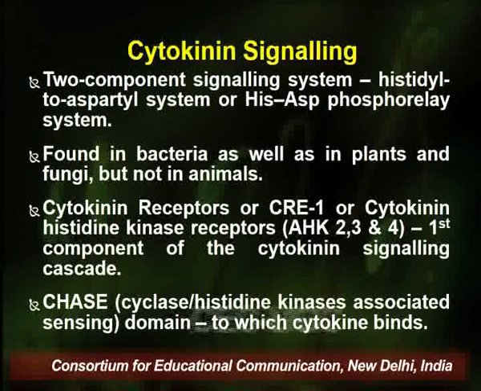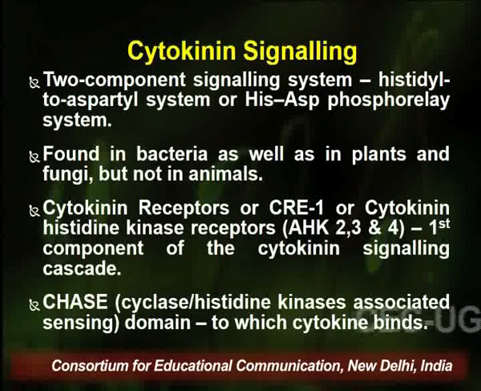And since the phosphate group is passed from one factor to another in the form of a relay, it is known as a phosphorelay system. Now, this kind of system has been found in bacteria, in fungi, as well as in plants, but has not been reported in animals. The first components of the signaling system are the cytokinin receptors, which are also known as CRE1 or cytokinin histidine kinase receptors, and in Arabidopsis they are known as AHK2, 3 and 4 receptors.